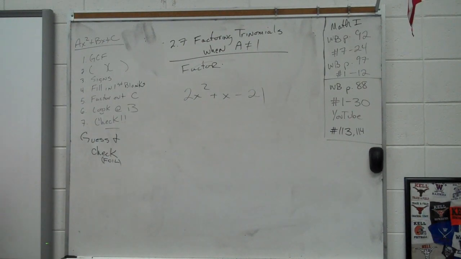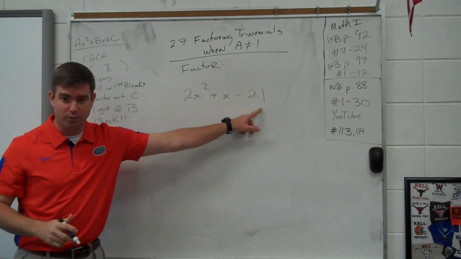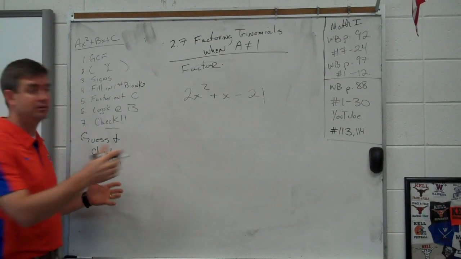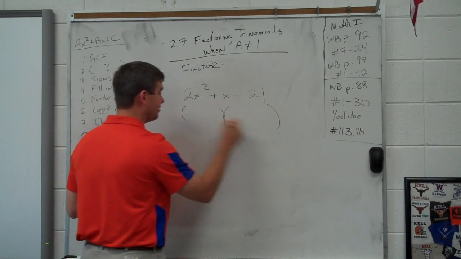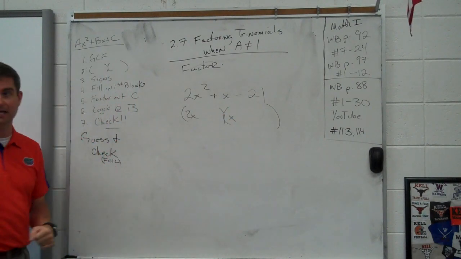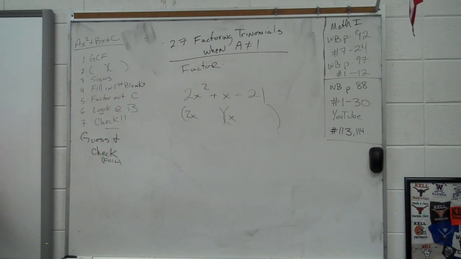First step. What's always your first step? GCF. Is there one? 2, 1, and 21. Is there a GCF? Never mind. No GCF. So what's your next step? The parentheses. Parentheses here and here. I know that I've got 2x and x. I go ahead and fill in the first blanks. No big deal. I know that 2x and x is the only thing that gives me 2x squared.